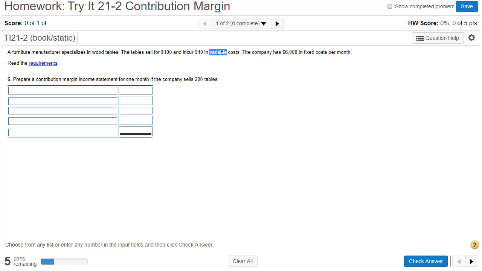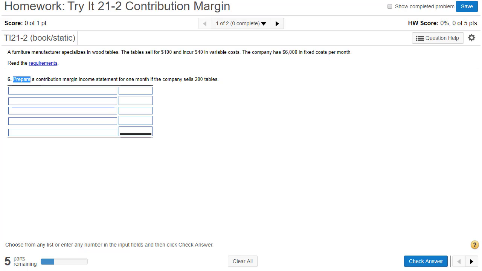Now remember, a variable cost is, as the production of the tables increases, variable costs will increase. And as production of wood tables decreases, the variable cost will also decrease. And then the company has $6,000 in fixed costs per month. A fixed cost means that no matter how many tables they make, they're going to have $6,000 of these costs per month. It might be like the rent and other costs that don't change when production levels change.